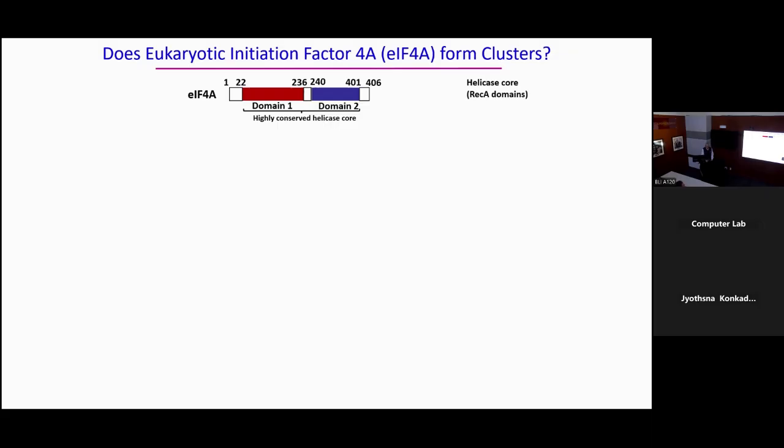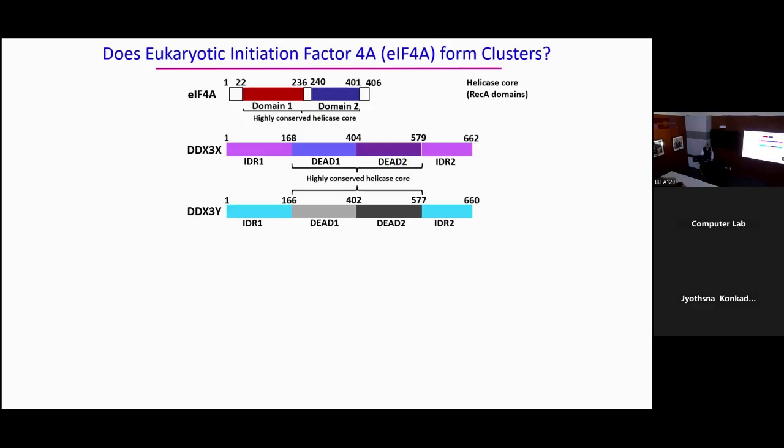Somebody by the name of Chris Fraser works on this as a mechanism of initiation of protein synthesis. He's an expert on this, EIF4A. This one, according to our previous results, shouldn't form clusters, right? Because the intrinsically disordered domains are much smaller, as you can see here. Those are the DDX3, X, and Y.